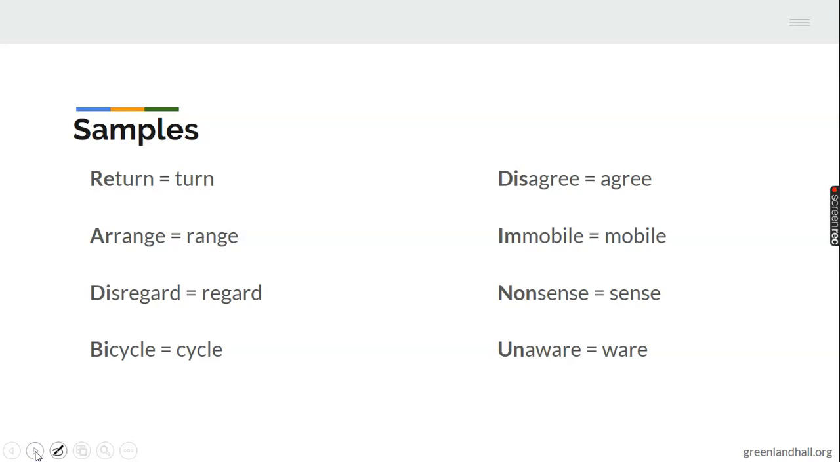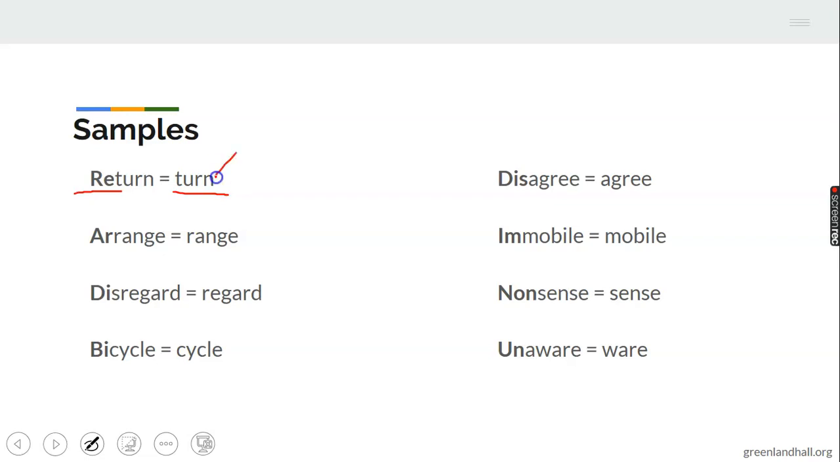We have return, arrange, disregard, bicycle, disagree, immobile, nonsense, and unaware. Let's quickly run through this. The word here is turn. I have turn here. If you remember what we did from the previous slide, if you can see the word re is added to turn.